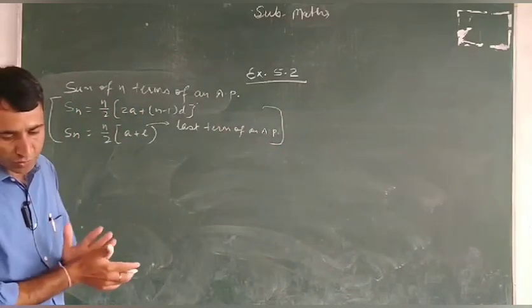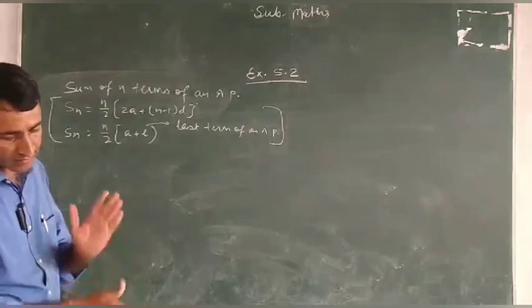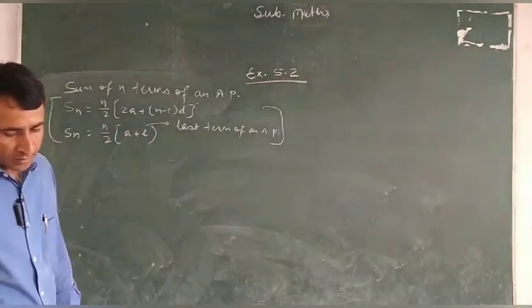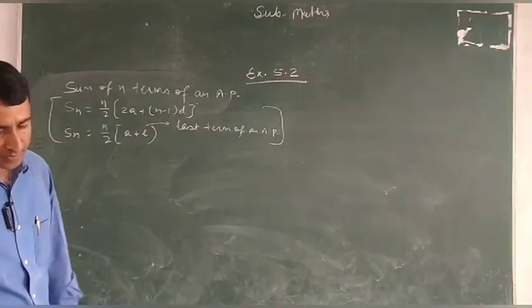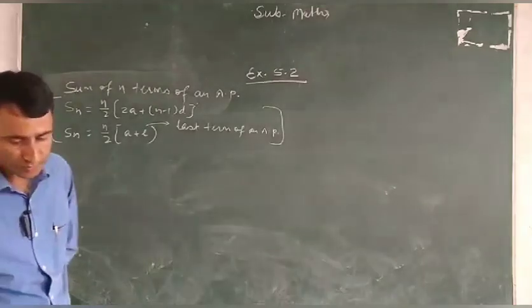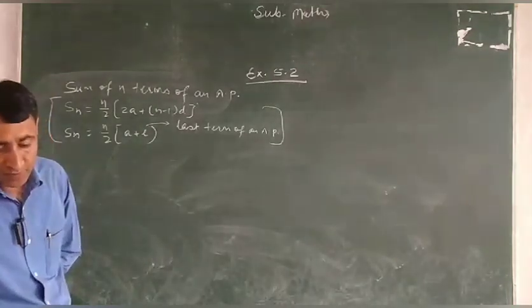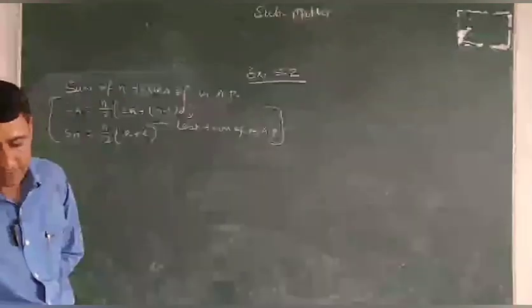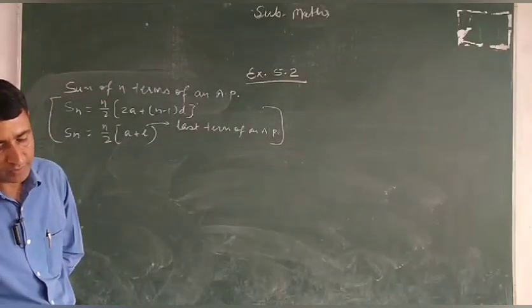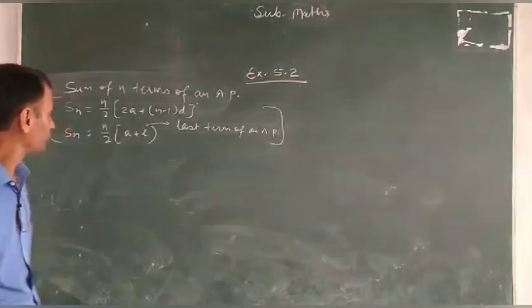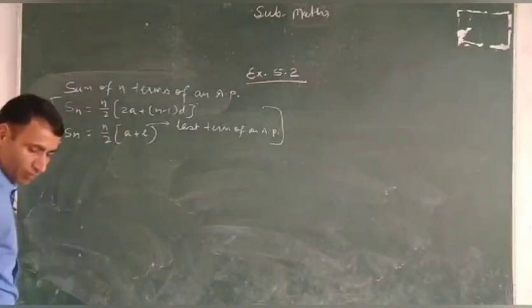Now come to the last question of this exercise, and that's the 10th question. 4 terms are in AP. If the sum of the numbers is 50 and the largest number is 4 times the smaller one, then find the numbers.